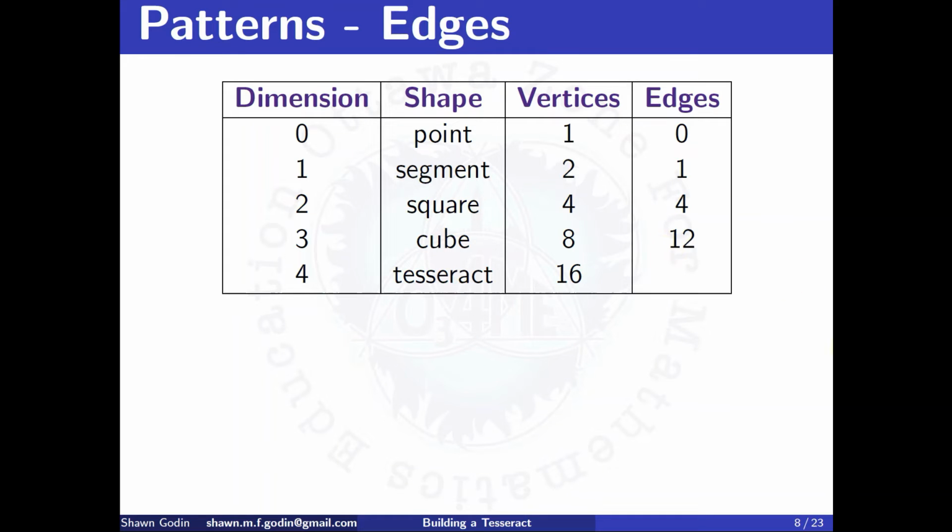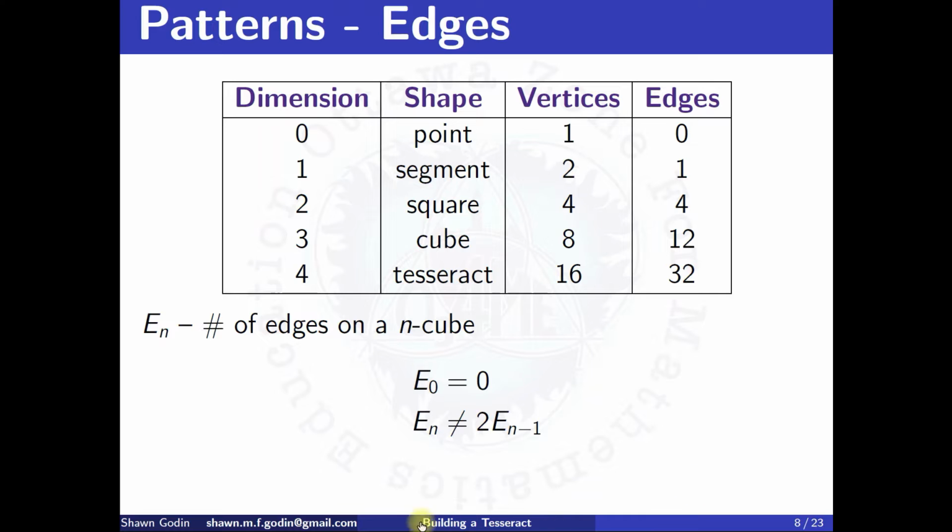When we go from a cube to a tesseract, counting those things out, again, we're going to have more than just doubling. So again, En is going to be the number of edges. We're seeing we're not just getting doubling going on here. So we're not going to have the same pattern that we did for vertices. But let's see if we can figure out what's going on by going back to the construction and focusing in on the edges.